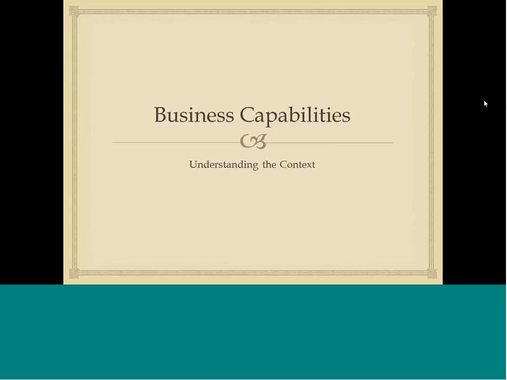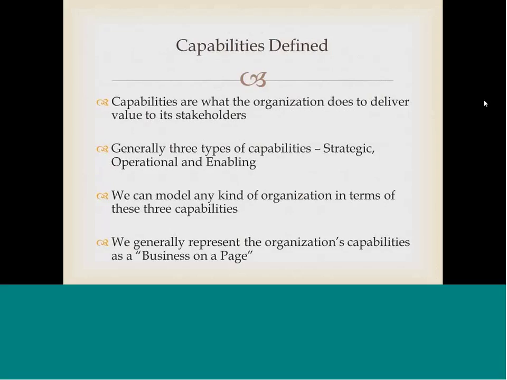So let's begin by discussing business capabilities, because this is really our context. Capabilities are what an organization does to deliver value to its stakeholders. I know that some of you have been introduced to the concept of a capability in other courses, so this will be a review for those of you. Generally, we have three types of capabilities: strategic, operational, and enabling. We can model any kind of organization in terms of its capabilities, and in particular, we can organize all those capabilities into these three groupings. We generally do that in what we call a business on a page.